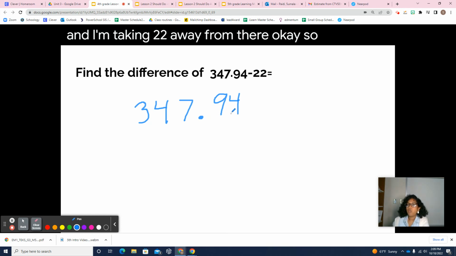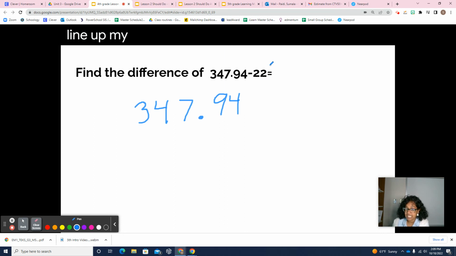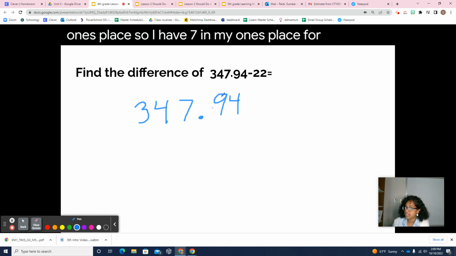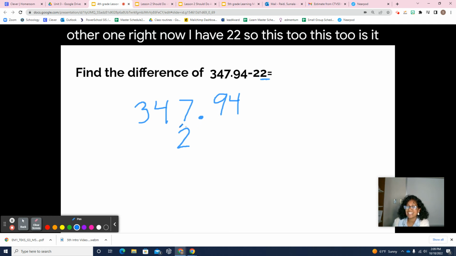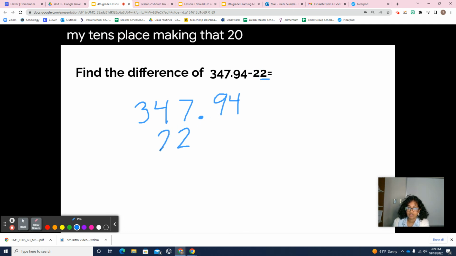Okay, so what I'm going to do is make sure I line up my place values, and I'm going to look at the ones place. So I have 7 in my ones place for 347 and 94 hundredths. So I have to find out where my ones is in 22. And this 2 is in my ones place. So I'm going to take that 2 and line it up underneath my other ones, right? Now, I have 22. So this 2 is in my tens place, making that 20. So I'm going to line that up there. And I know that I'm going to go ahead and subtract.